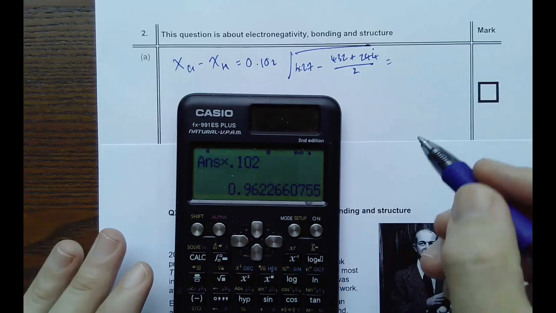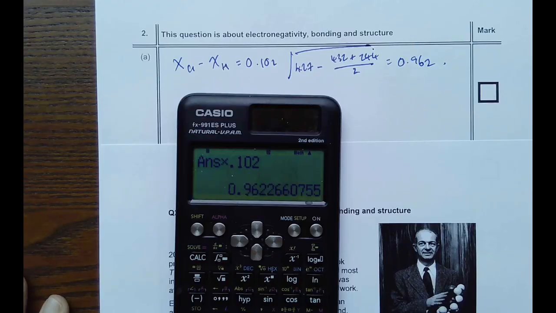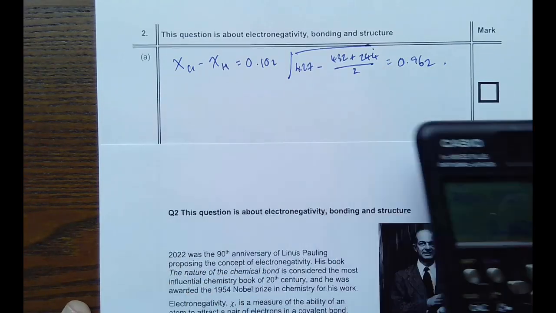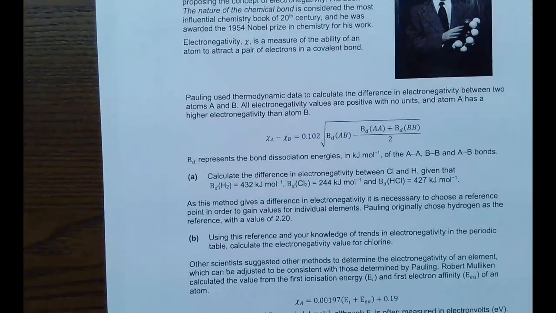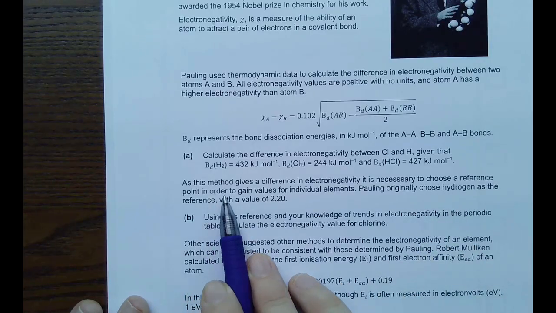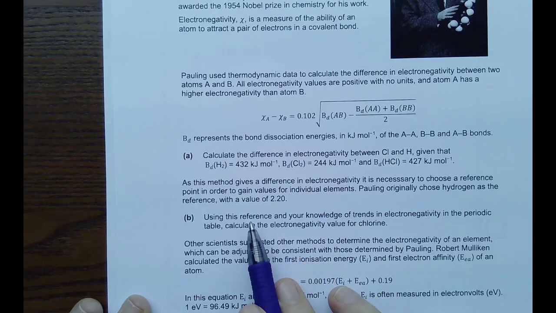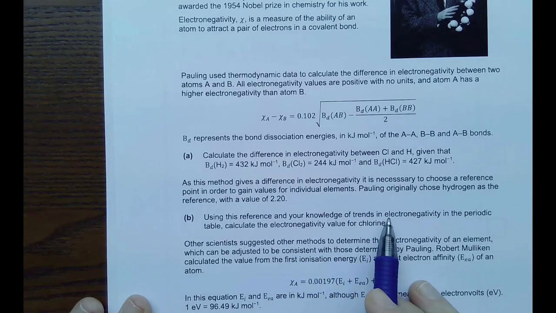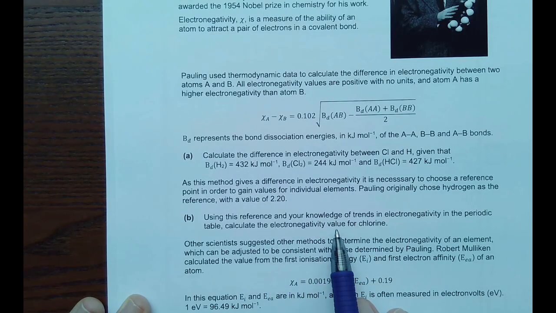And out it comes 0.962. So to be honest, if you can't do this on your calculator, then there's not much I can do to help you, I'm afraid. So question B. As this gives the difference, it is necessary to choose a reference point in order to gain values for individual elements. Pauling originally chose hydrogen with 2.2, and then using this and your knowledge of trends in electronegativity, I'm not really sure, I guess they just mean, do you know which is more electronegative, hydrogen or chlorine? Hopefully you do.